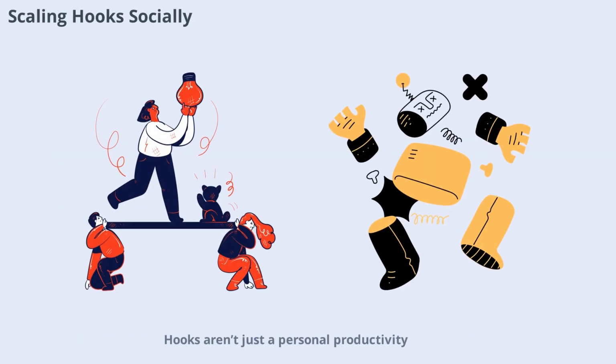Hooks aren't just a personal productivity tool, they scale surprisingly well across teams. By centralizing key automations in shared settings, teams can agree on standards like formatting and testing, while still allowing individuals to fine-tune their own workflows. This balance of consistency and flexibility helps everyone work more efficiently and reduces friction across the board.